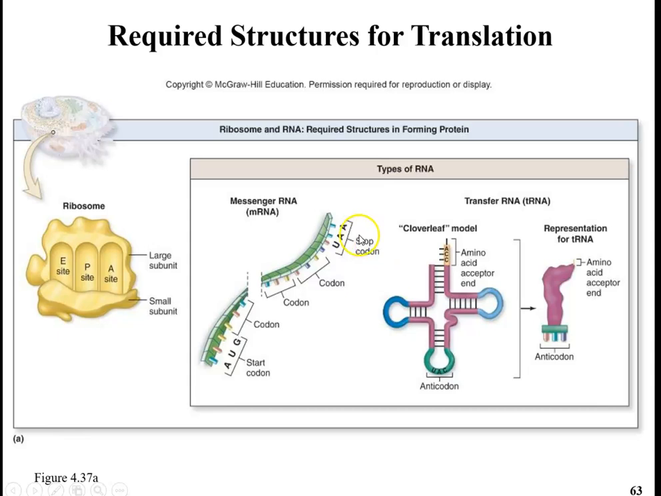Let's see here. Here's the messenger RNA. Here is the start codon, right? So that's going to code for methionine. Then you have a codon here, a codon here, and a codon here. And eventually you're going to get to a stop codon, and that does not code for an amino acid. Over here you have the ribosome. You have the large subunit up top and the small subunit down low. And it has these specific binding sites that the growing amino acid chain or growing protein is going to attach to.